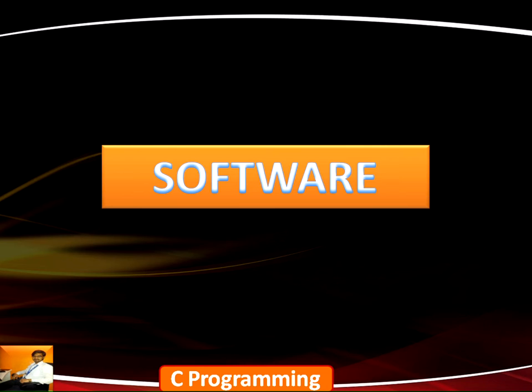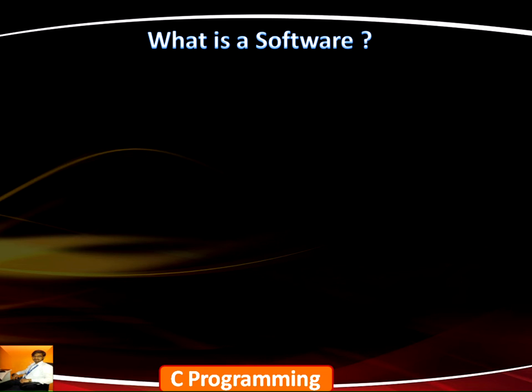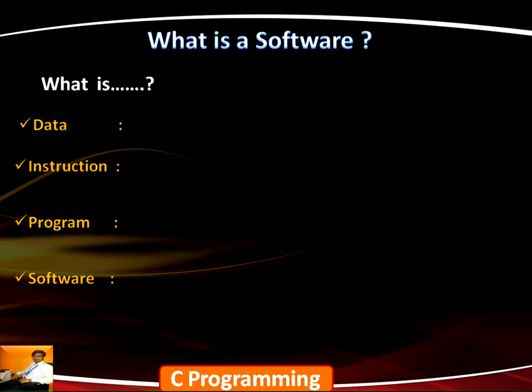In this section, we are going to learn about what is software and what are its types. Before we know what exactly a software is, we are required to know what is a data, an instruction, a program, and a software. In order to understand them in a much better way, let me explain you something else before.